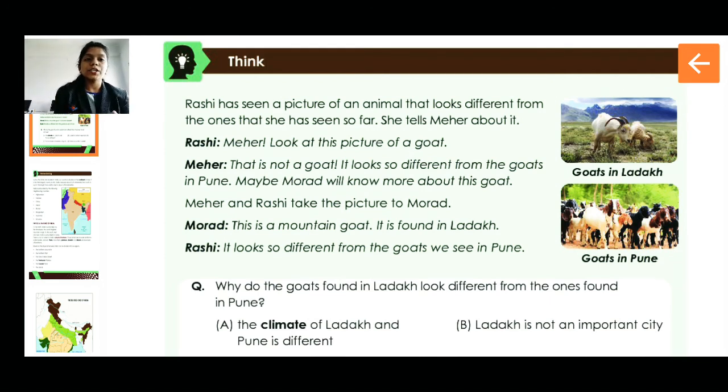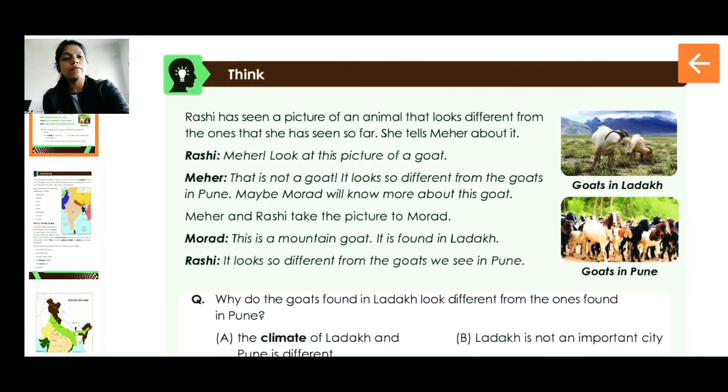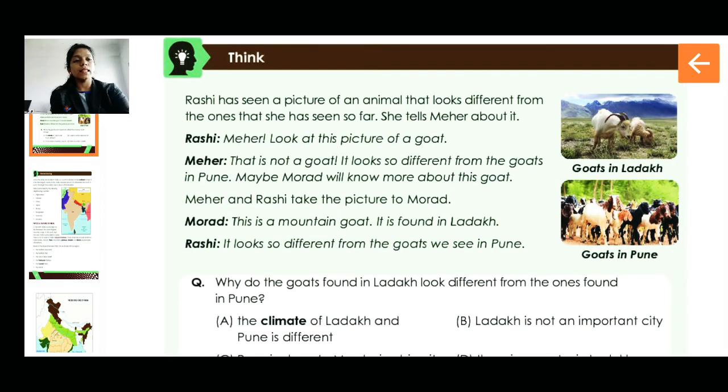So Meher and Rashi take the picture to Murad. They go to Murad. So Murad says, this is a mountain goat. It is found in Ladakh. So Rashi says, it looks so different from the goats we see in Pune. So students, if you see the pictures which they have given you here of the goat in Ladakh and the goats in Pune, you can see both the pictures are different. The goat which is in Ladakh and the goats which you see in Pune both look different. The physical appearance of both the goats is different.